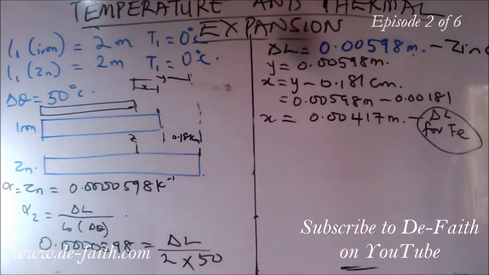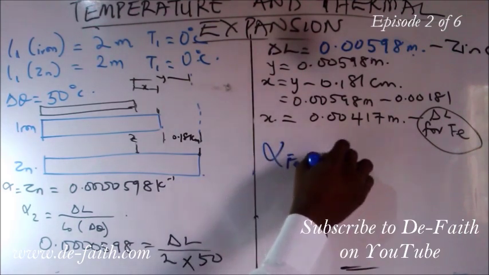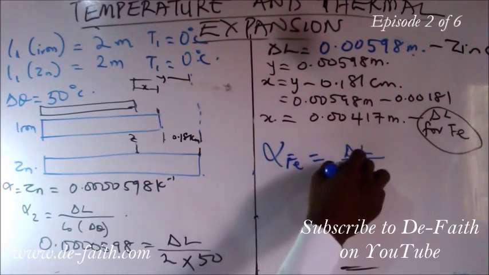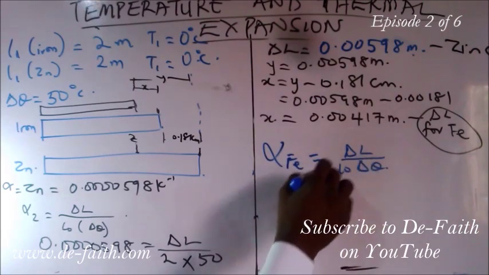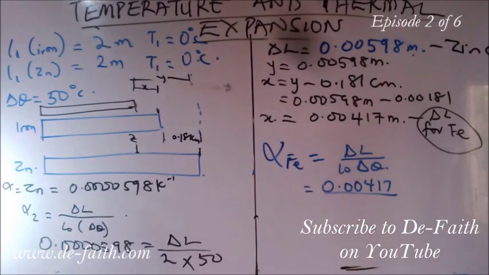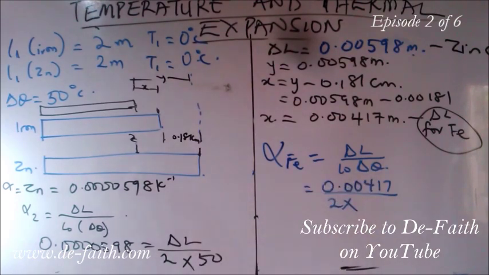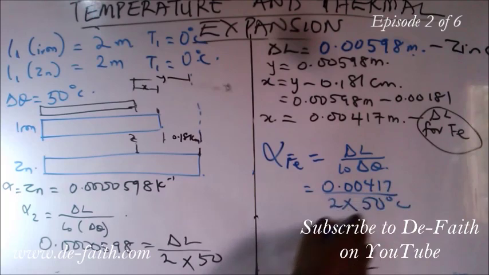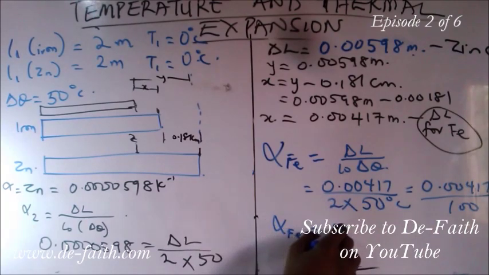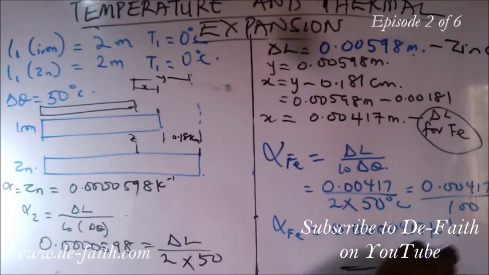Well, to calculate the linear expansivity of iron, the linear expansivity of iron is equal to the change in length over its original length times the change in temperature. The change in length is 0.00417 divided by its original length, which is 2, times the change in temperature, which is 50 degrees Celsius. And when we multiply this, we'll be left with 0.0000417 per Kelvin as the linear expansivity of iron.